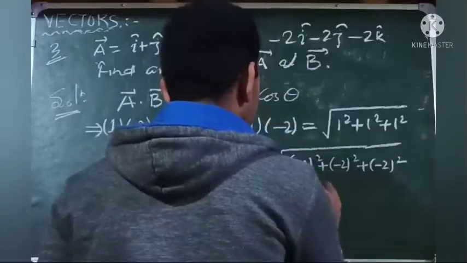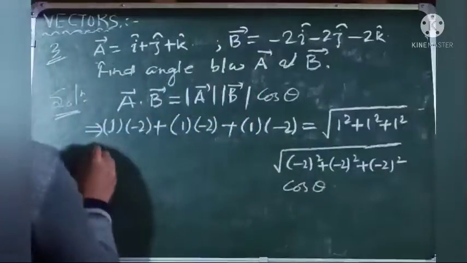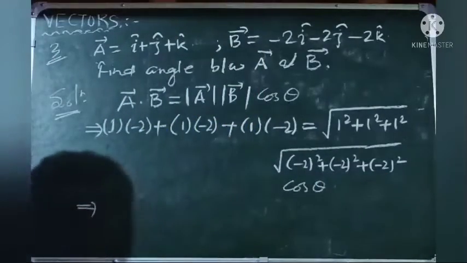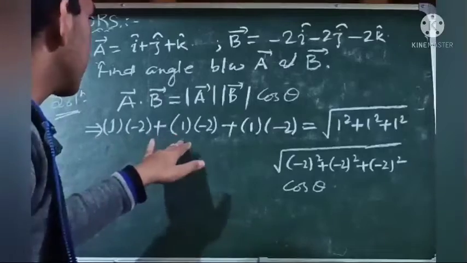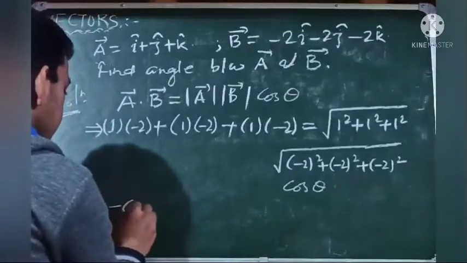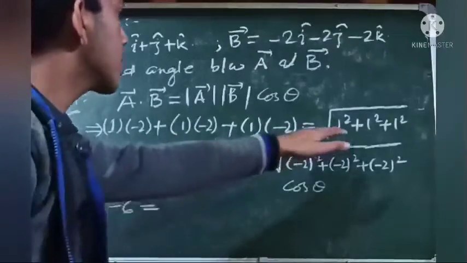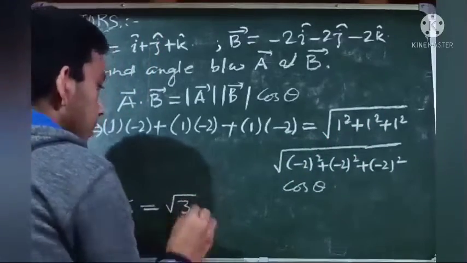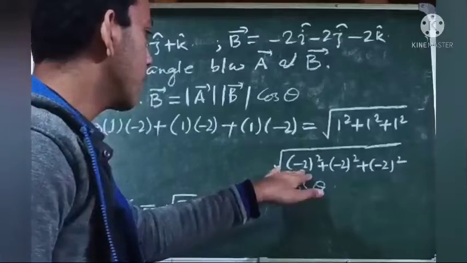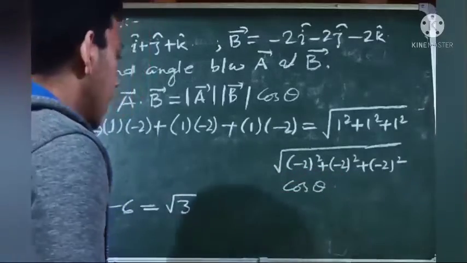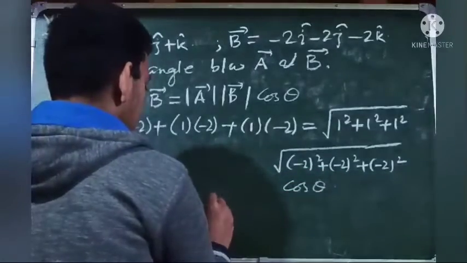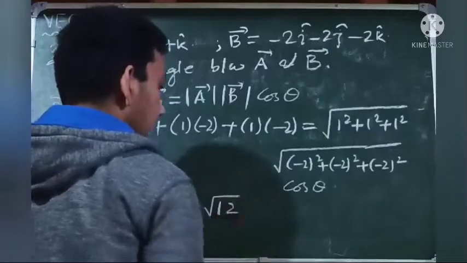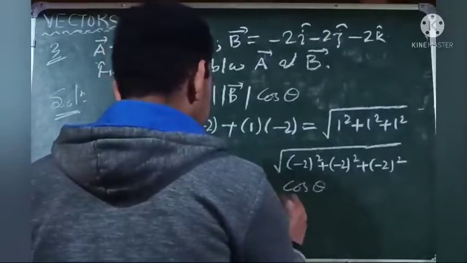Multiplied with cos of the angle between these two vectors. On the left hand side we are getting minus 2 minus 2 minus 2, which is minus 6. That is equal to the square root of 1 plus 1 plus 1, which is root 3, multiplied with this, 4 3 is 12, root under 12 and cos of theta.